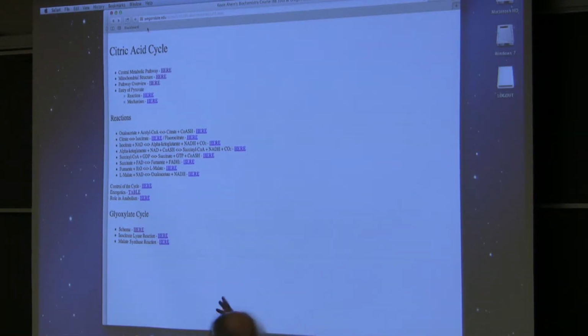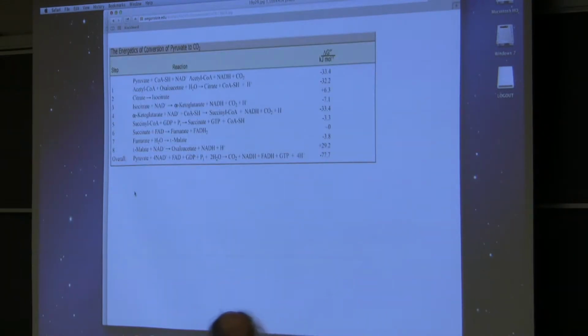So I looked over where we are. In fact, we've covered the citric acid cycle, and I think I've made all the points there that I wanted to make. The only thing I was going to show you, and again, this is just for your information, you don't need to know this, is a table that shows the energetics: the delta G0 prime values for each reaction, as well as the delta G0 prime for the overall reaction if you add them all up.